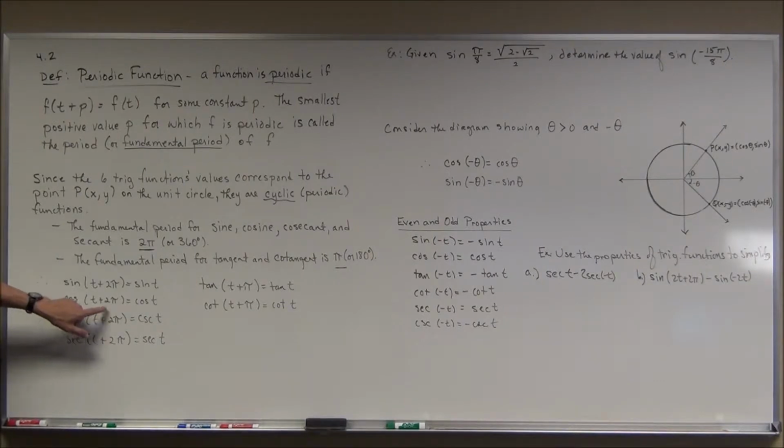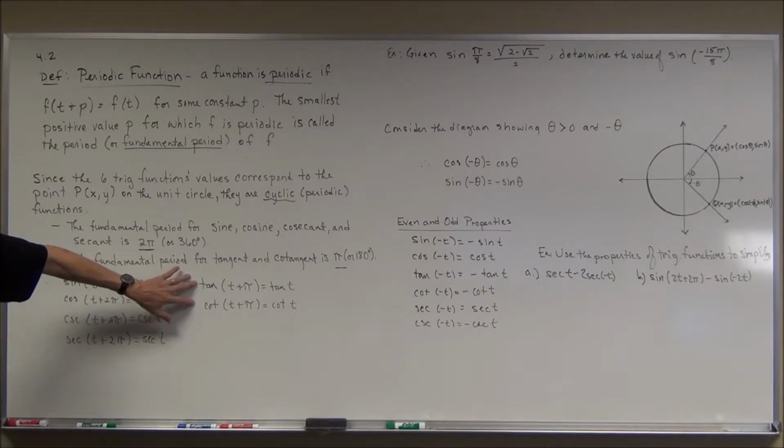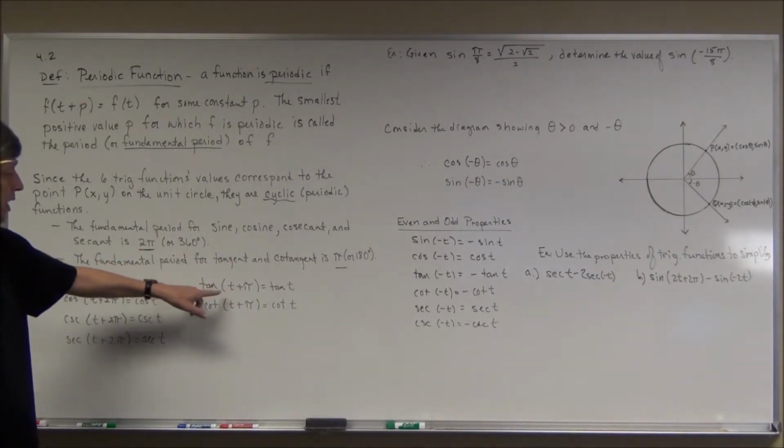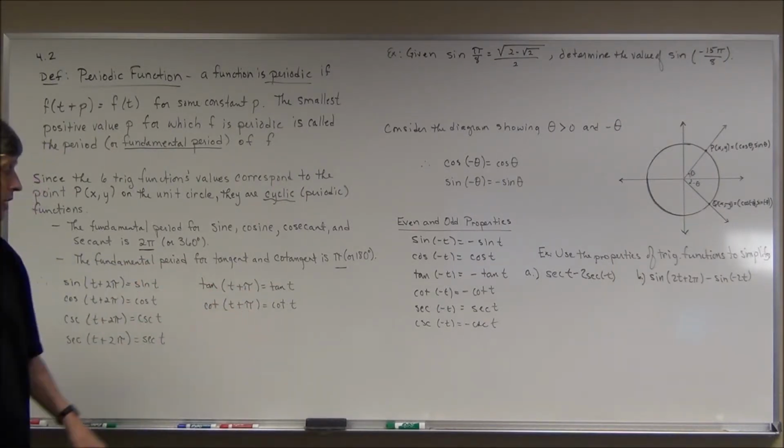The cosine of t plus 2 pi is the cosine of t, the cosecant of t plus 2 pi is the cosecant of t, and the secant of t plus 2 pi is the secant of t. And here are the two that are a little different than the other four, because their period is only pi, or 180 degrees. The tangent of t plus pi is the tangent of t, the cotangent of t plus pi is the cotangent of t.